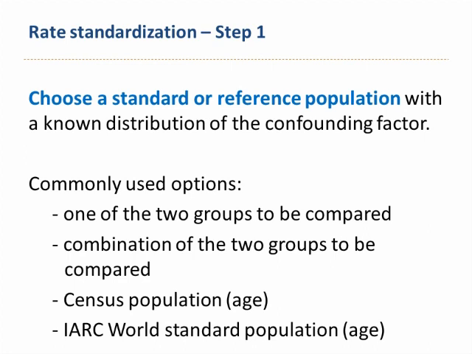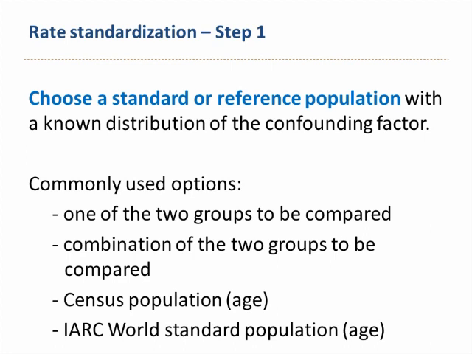We know that there are important differences in the distribution of severity scores among the patients in Hospital A and Hospital B. So what we want to do is choose a standard or reference population with a known or established distribution of the confounding factor. This is step one.